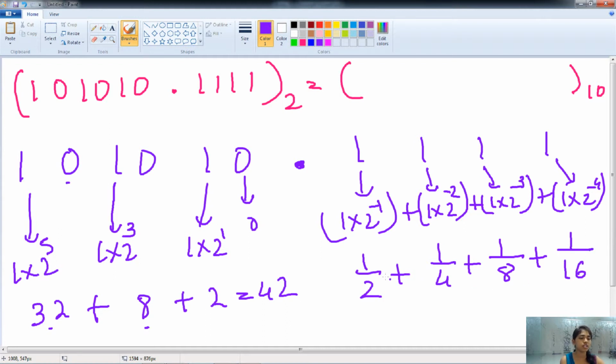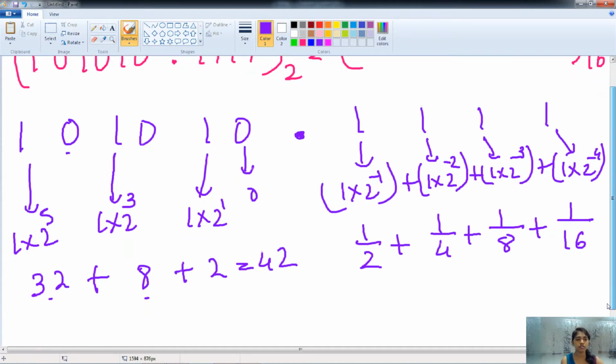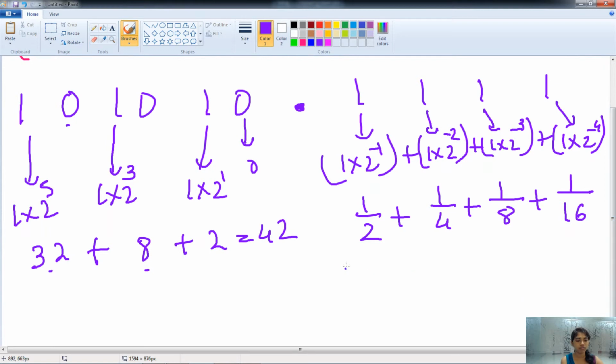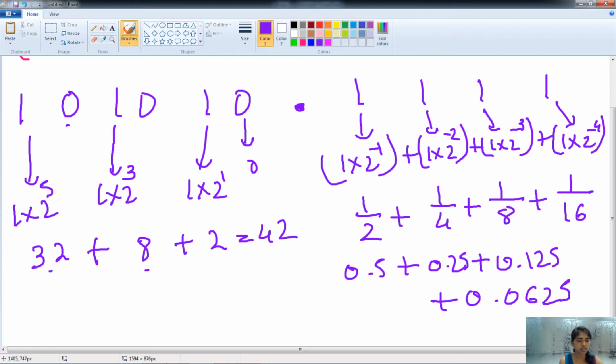Now you can do this by taking the LCM or you can do the direct division, which we will do now. That is 0.5 for 1 by 2, plus 1 by 4 will be 0.25, plus 1 by 8 would be 0.125, and 1 by 16 will be 0.0625.